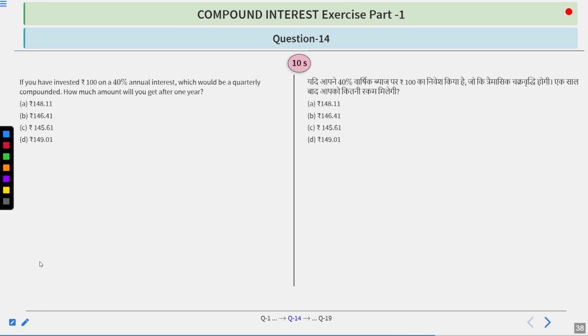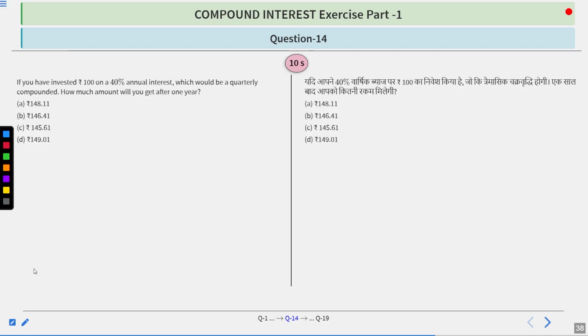Next is, if you have invested rupees 100 on a 40% annual interest, which would be quarterly compounded, how much amount will you get after 1 year? And the options are option A, rupees 148.11, option B, rupees 146.41, option C is rupees 145.61, and option D is rupees 149.01. These are the options. And I'm giving you 10 seconds to find which option is correct, and after that I will do the solution.